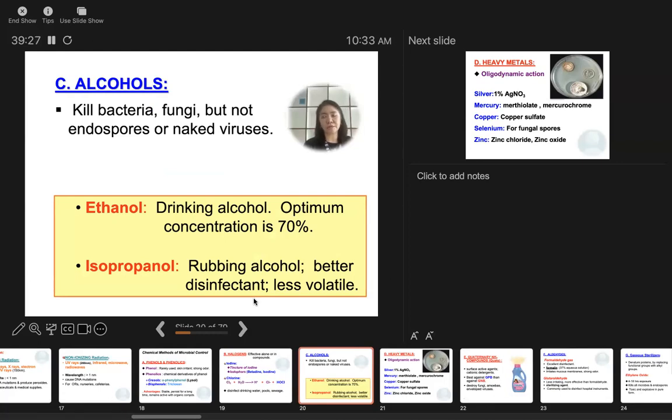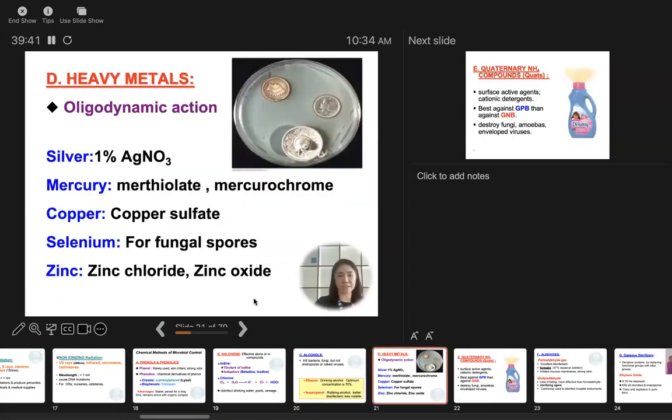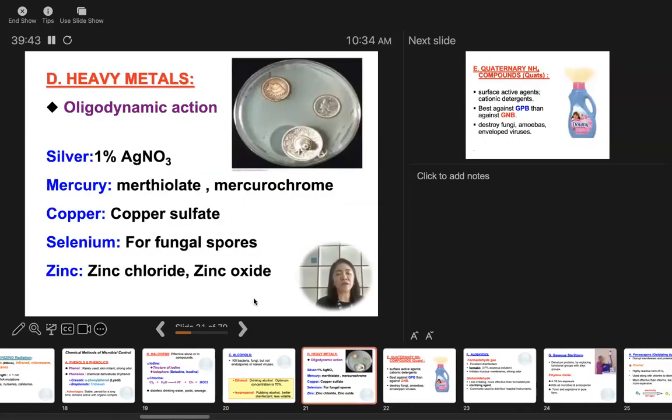Volatile means it easily disappears, which is called evaporating. Ethanol is often used for drinking alcohol. And the best concentration for this is 70%. Okay? And then of course, we have heavy metals.